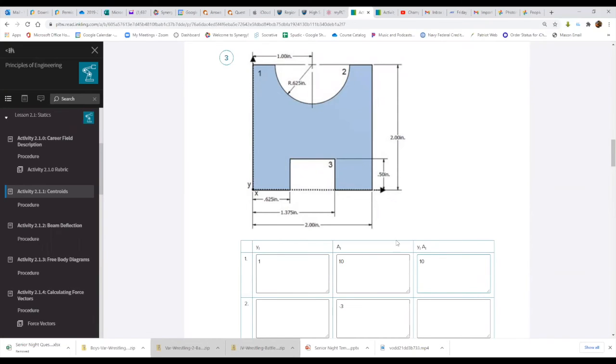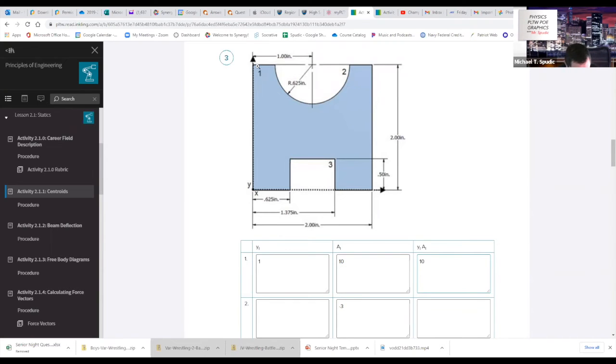Wait, how'd you get 1? Good question. So again, my centroid location, just look at the big blue square. Don't worry about the subtraction right now. My big blue square is 2 by 2. And for rectangles, you divide the base in half to get the x value, and you divide the height in half to get the y value. So if the height is 2, the y location for the centroid is going to be 1.